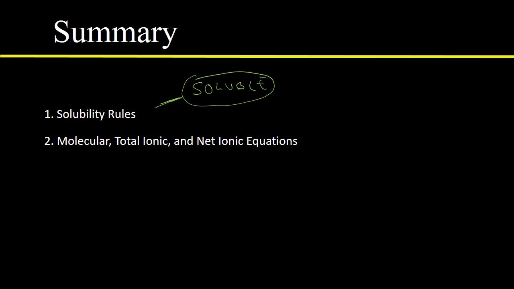And then you need to be able to figure out whether you have something that's solid or not, and then rewrite that as a total ionic equation by taking into account whether things are electrolytes. If something is a strong electrolyte, you want to break it into ions. That gives you the total ionic equation. And then finally, cancel out all the spectators to get the net ionic equation.